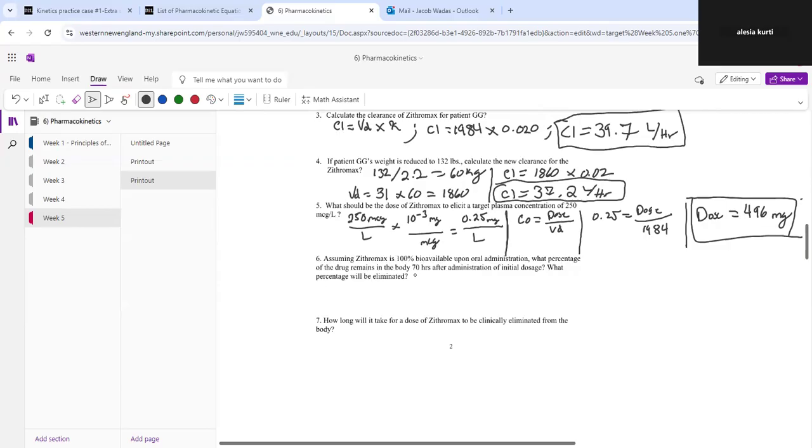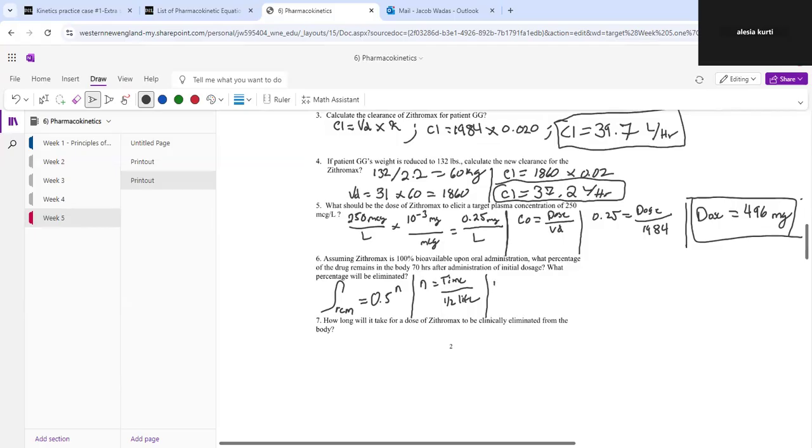Okay, good. All right, so for a fraction remaining. Do you guys know what the formula is for fraction remaining? 0.5 to the n. And then what does n equal? T over T half. Yep, so n equals time over half-life.